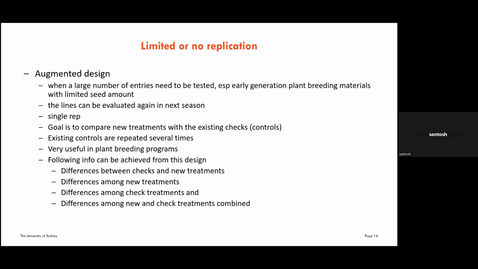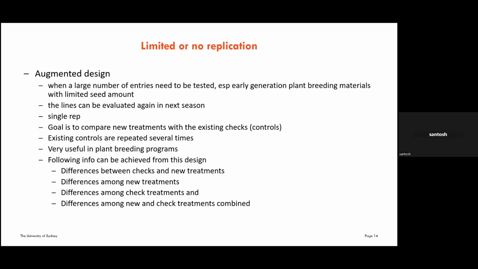At the same time, this kind of experiment is useful in the very early stage of varietal development. For example, you are getting seed from a single plant selection, so you have only a handful of seed. You can't replicate it anywhere. So the need for this kind of experiment came from two reasons. One is too many lines to test, and the other is you don't have enough seed to replicate. So in that case, we just use a single rep.